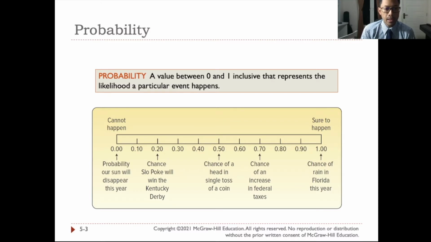One example is that there is a 0.5 chance of a head in a single toss of a coin, and then there could be a 0.7 chance of an increase in federal taxes in this particular year. And so keep in mind that for probability, the closer to 1, the more likely that an event will happen.